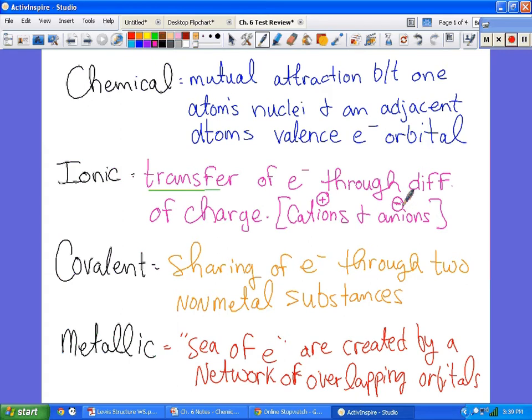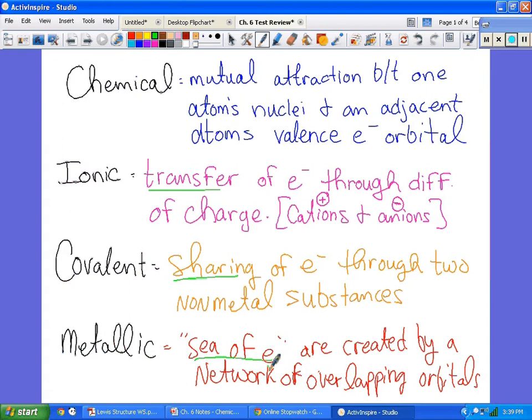Okay, covalent. What's your keyword there? Sharing of electrons through two non-metal substances. Again, the keyword there is going to be some sort of equal sharing. However, do they always share equally? No, that's the key part that you should already know by now. And the metallic, the key part there is a sea of electrons created by a network of overlapping orbitals. What does that sea of electrons allow them to do? Flow from one end to the other with nothing hesitating or holding them back.